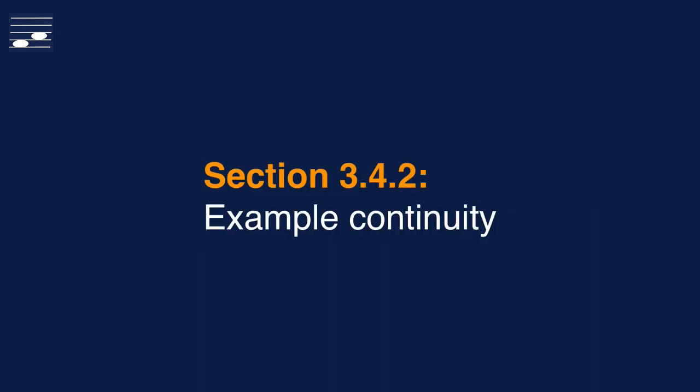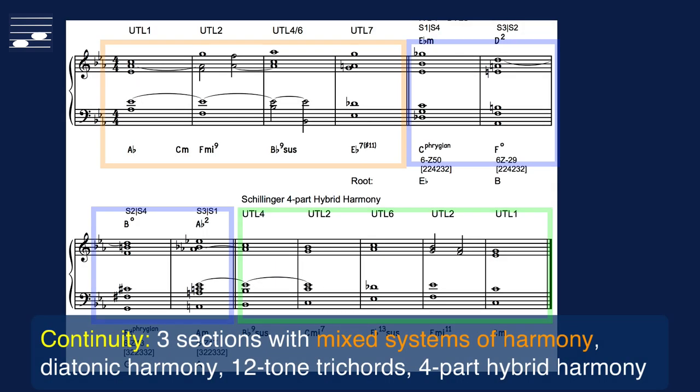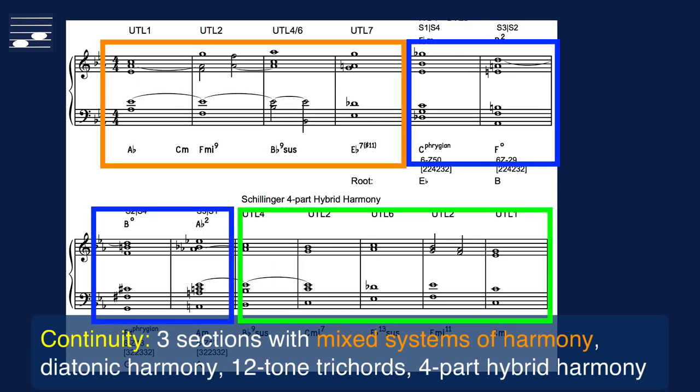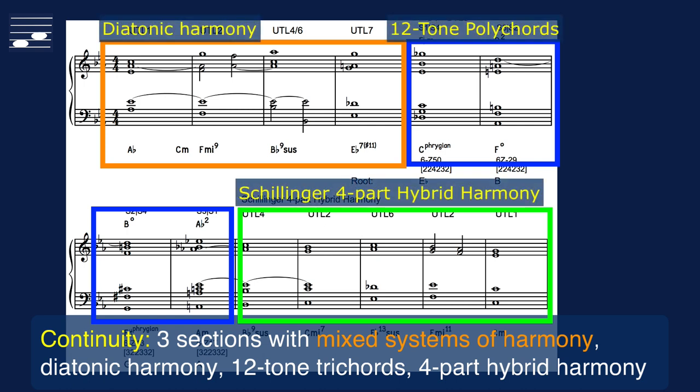In the example continuity, I want to demonstrate how a dissonant polychord set can be integrated in a surrounding diatonic and tonal context, as I've done in an earlier example in this series. Here's the continuity that mixes three systems of harmony, beginning with diatonic harmony, then the polychords from 12-tone trichords, and closing with Schillinger four-part hybrid harmony.